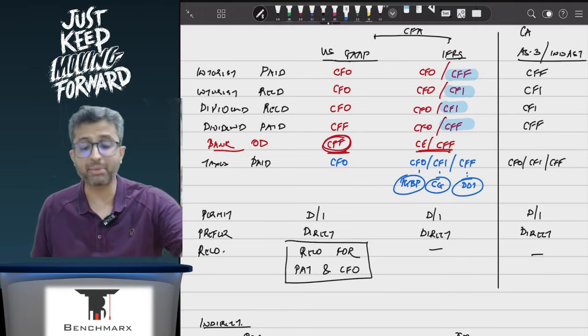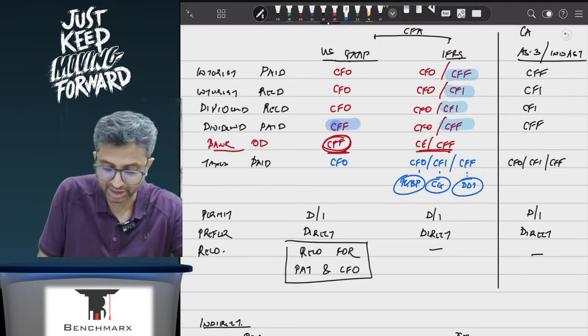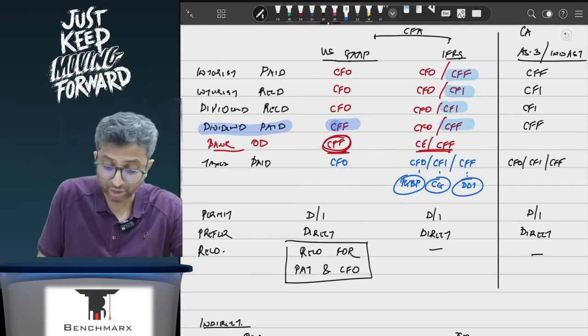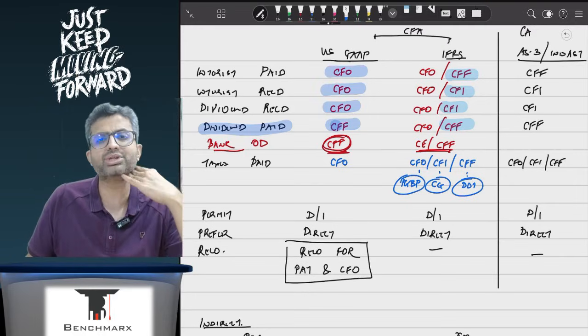Now, in US GAAP, remember, dividend paid by the entity is the only thing which is taken as cash flow from financing. That's it. Everything else, interest paid, interest received, dividend received, all of this is cash flow from operations. Now, this is a little weird, but US GAAP is weird. So over here, you just need to remember that.